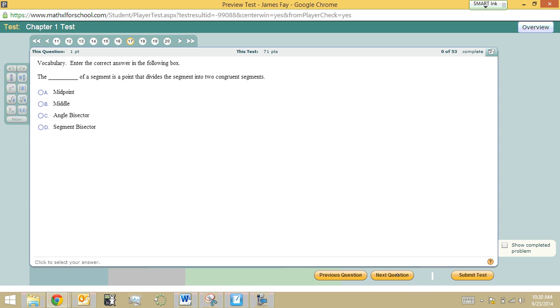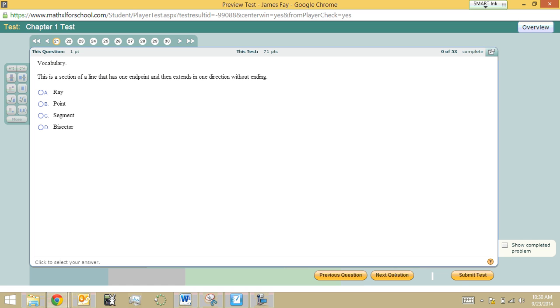The blank of a segment is a point that divides a segment into 2 congruent segments. That is a midpoint. A blank is represented by a flat surface that extends without end and has no thickness. That is a plane. A blank is a geometric figure that identifies a location in space and has no size, it's a point. A blank is an accepted statement of fact, that is a postulate.